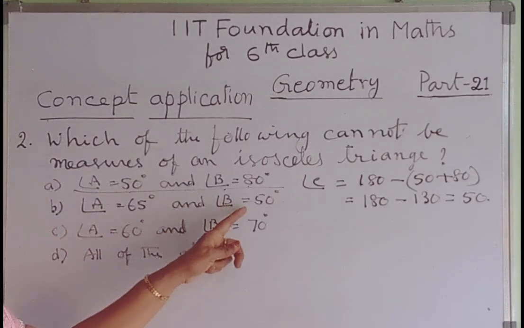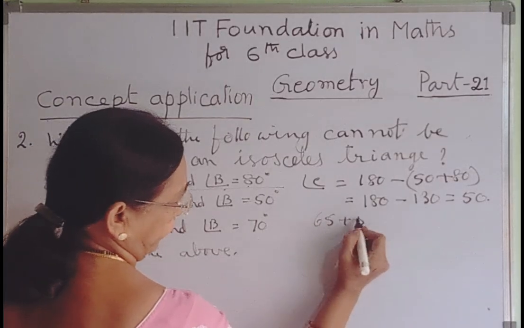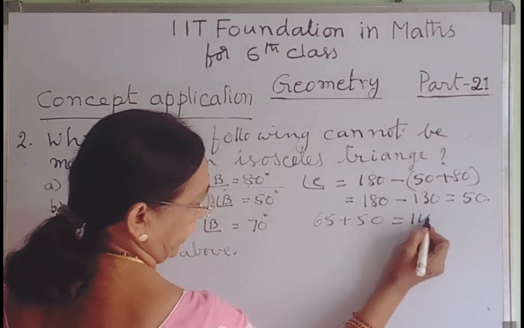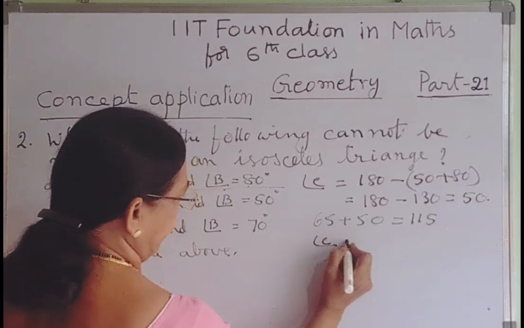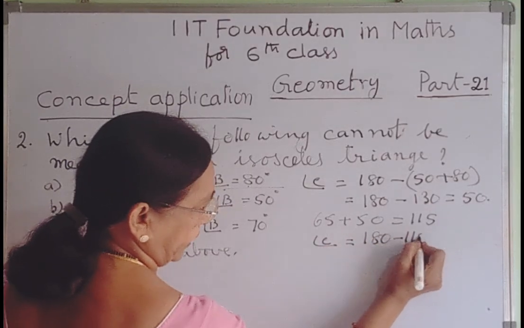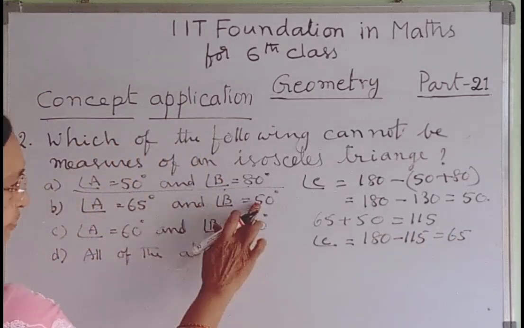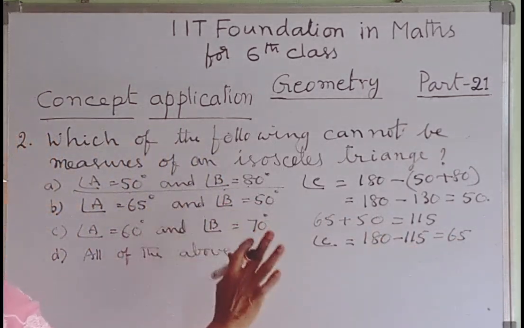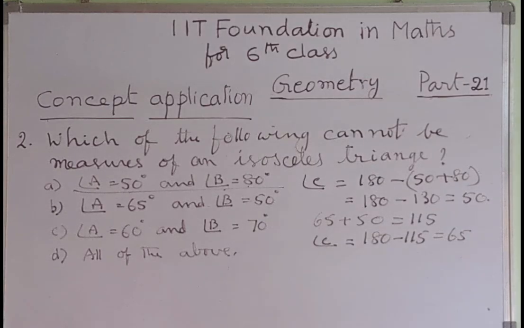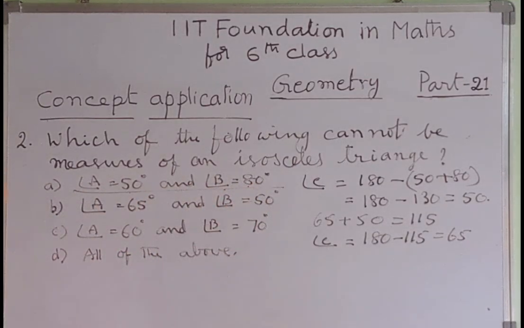Next one, 65 and 50. 65 plus 50 is equal to 115. Therefore, angle C, the third angle, is 180 minus 115, which is equal to 65. Therefore, 65, 50 and 65. These three measures can form an isosceles triangle. So, these two measures can form an isosceles triangle and these two measures also can form an isosceles triangle.